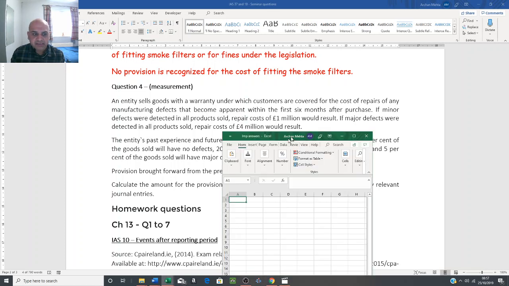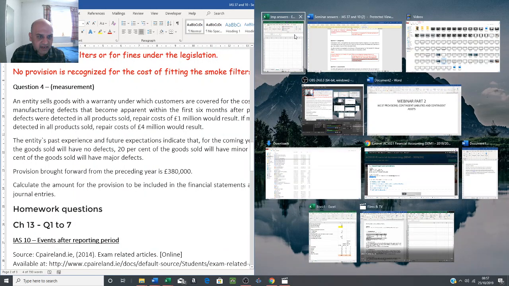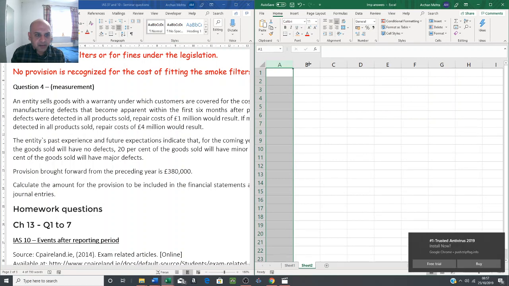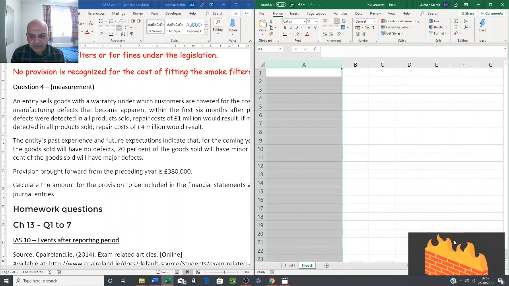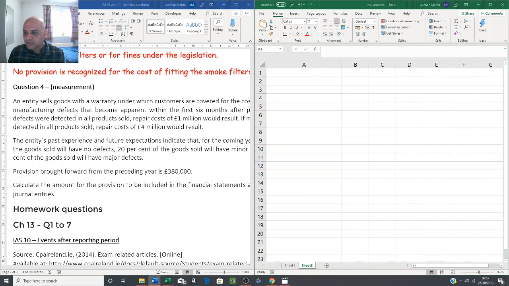Okay, so let's have a look at the answer and let's prepare it in Excel. Slightly less, make it bigger. So first of all, we need to work out what the year-end provision will be. For that we need a working. We'll call it working one.